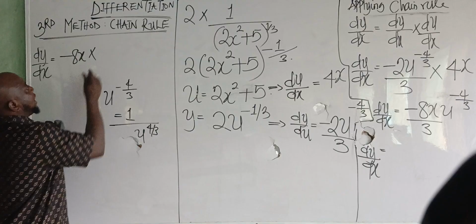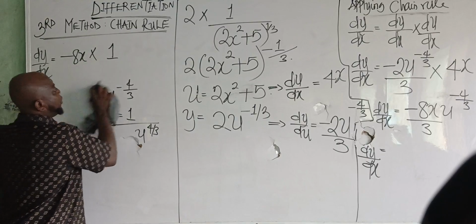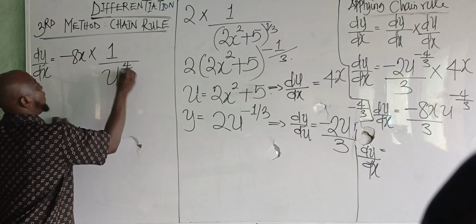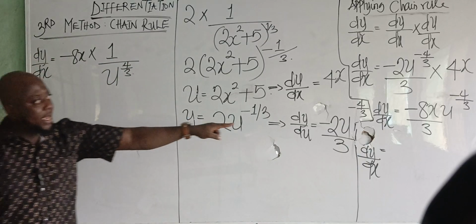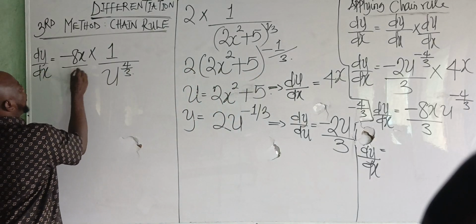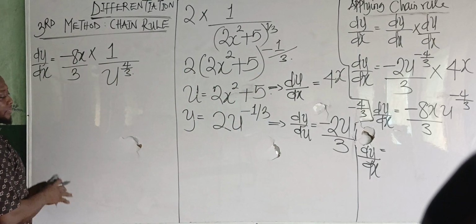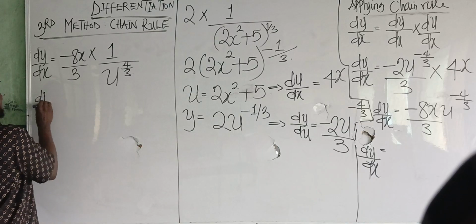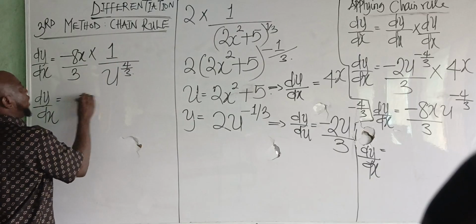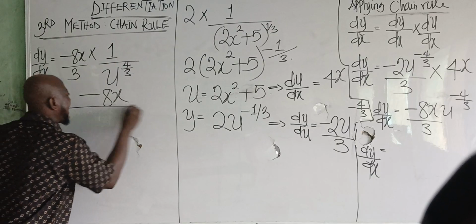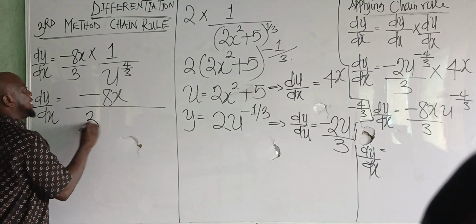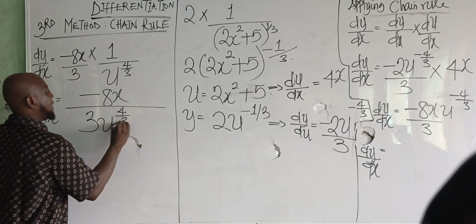So here, I'm going to do it like this: 1 all over u raised to the power of 4 over 3. Don't forget we have over 3 down here, so everything at this point becomes over 3. Going further, what's the next thing I'm going to do? Minus 8x times 1 will eventually give me minus 8x. What's the next thing now? This can multiply this times this one, which will give me 3u, then 4 over 3.